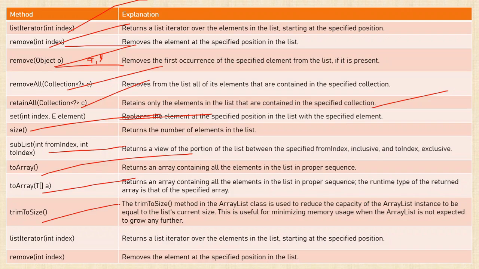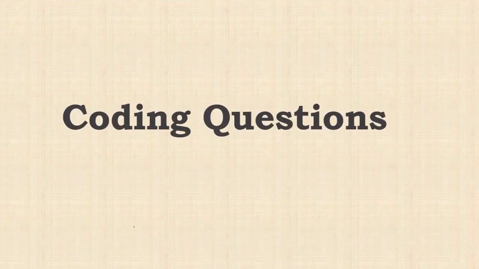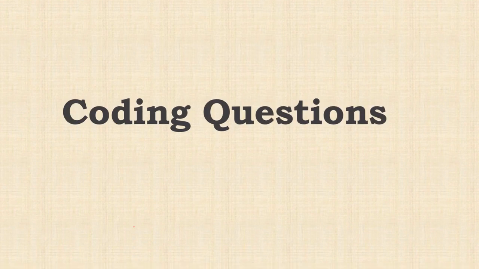By default, the capacity of an ArrayList will be 10. If you have added only three elements and want to save memory, you can call trimToSize, then your capacity will be 3. So here you can save your memory with the help of trimToSize. And list iterator we use to iterate the list, and remove we can use with an index. So these are the methods we use in ArrayList to perform operations.